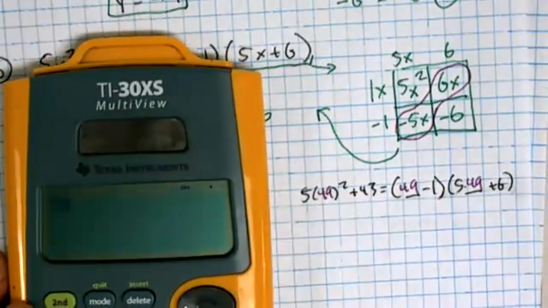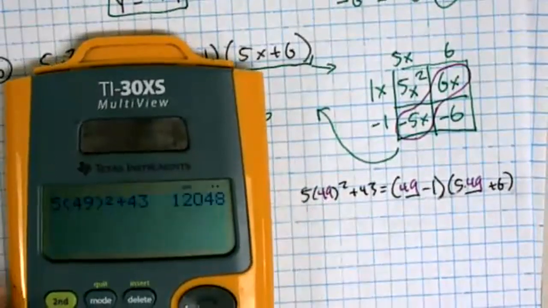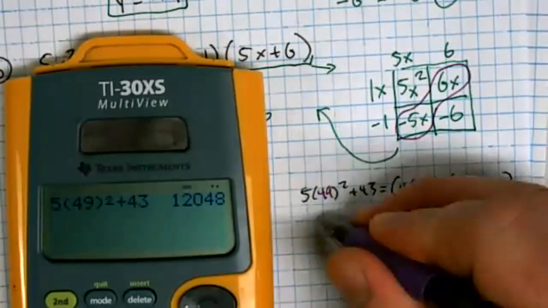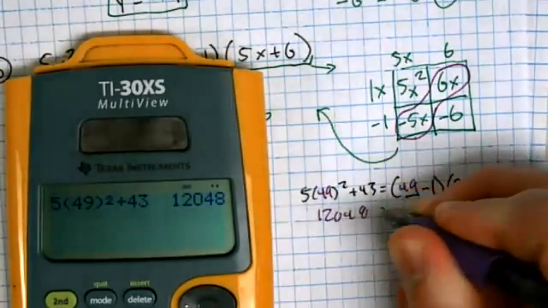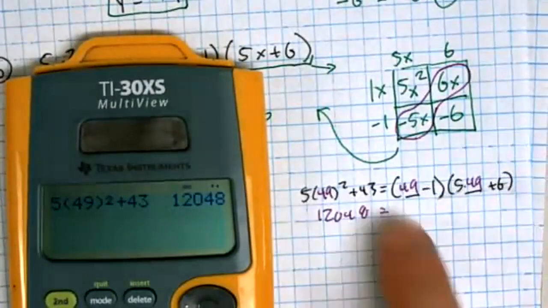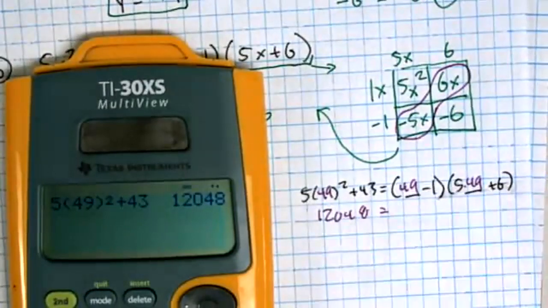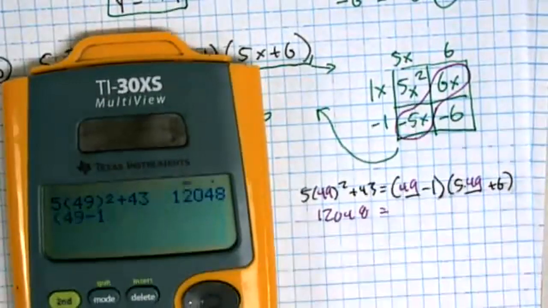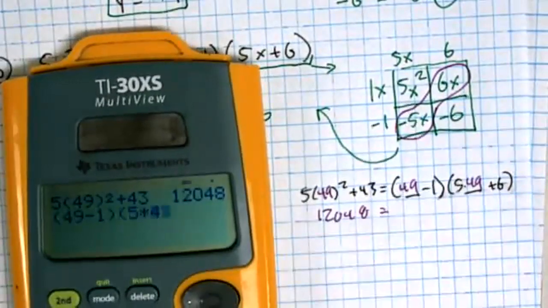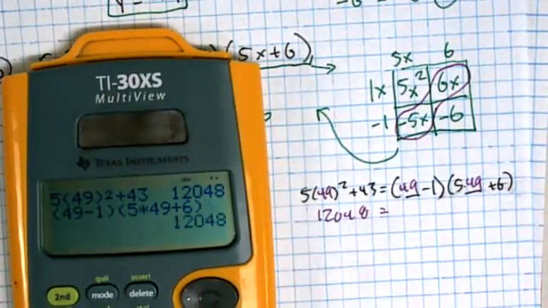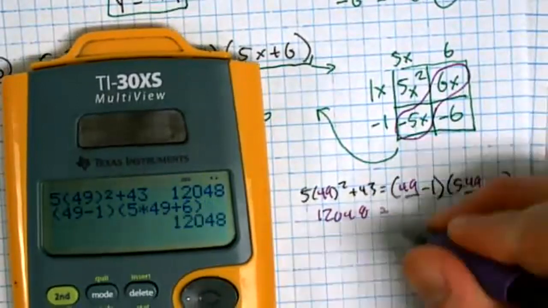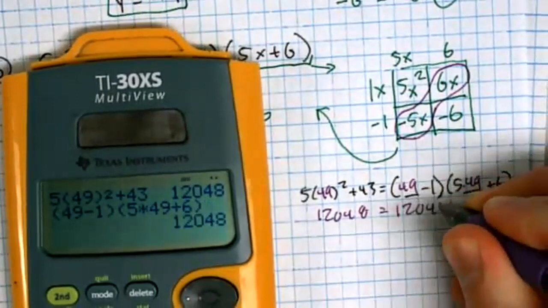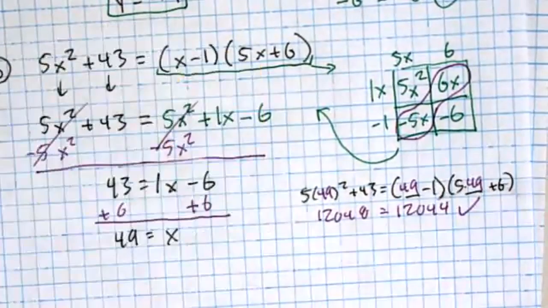Just this side is 5 times 49 squared plus 43. Wow, that's a big number. 12,048 equals, and then I hope that when I type this in, I get the same answer. Fingers crossed, folks. 49 minus 1 parenthesis 5 times 49 plus 6 parenthesis. Is it going to work? What do you think? You have faith? Hey, same answer. 12,048. Check. That means that our answer was right.